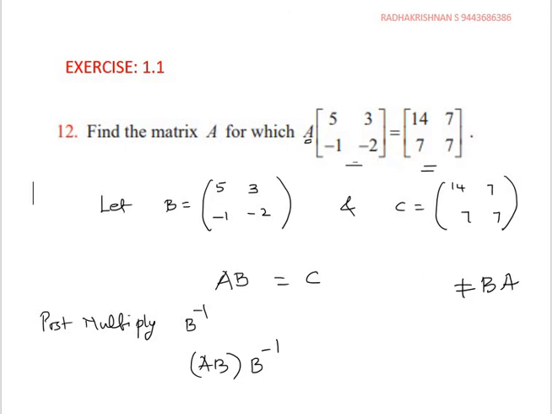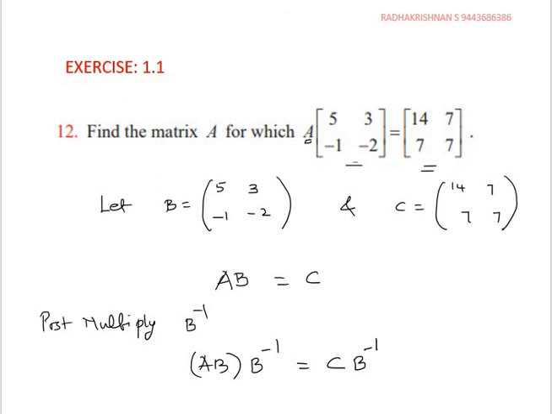Therefore, the order is very important. Understood? Where you are multiplying, whether after the term or before the term. When you multiply after, we write post multiply. Now, why am I multiplying by B inverse? B is here. To remove B, I should multiply by B inverse. Then only B and B inverse become I. Similarly, since we multiplied B inverse on the left hand side, on the right hand side also we should multiply B inverse. This is post multiplication.